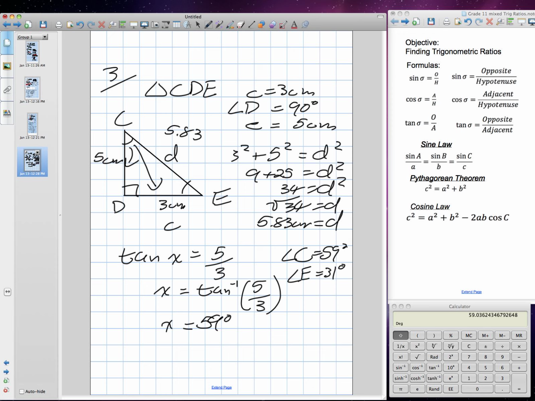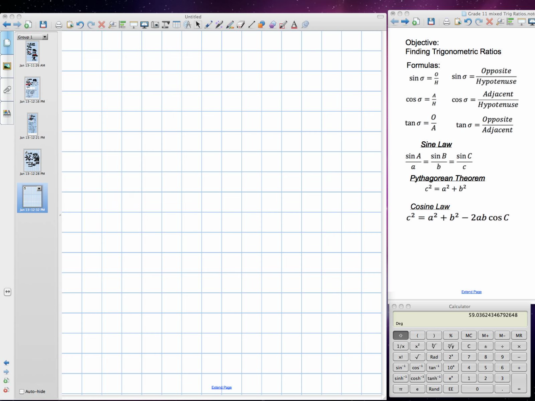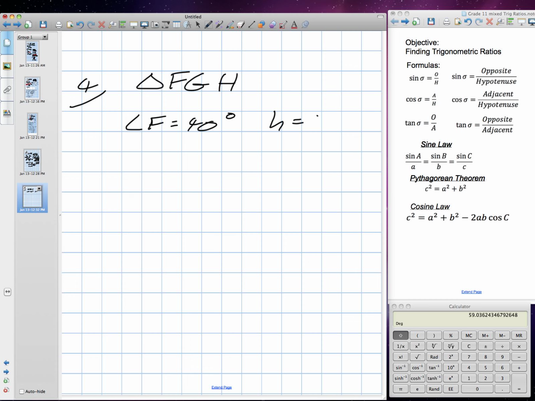So, very last question on your quiz. Number 4. Triangle FGH. Angle F, 40 degrees. Side H, 9 meters. Not angle, side H. And side G, 9 meters. Oh, okay. So let's draw this out. I have 2 measurements that are the same. Let's just double check what that's going to look like when we go to name our triangle.